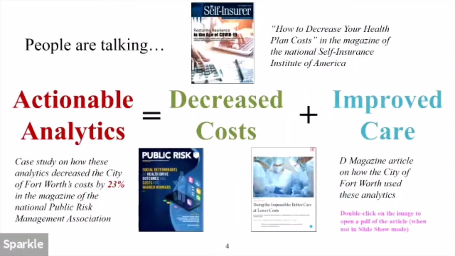There have been a number of articles written on these analytics. These are just some of them. The magazine of the Self-Insurance Institute of America, their national magazine, published an article, How to Decrease Your Health Plan Costs. PRIMA's national magazine published a case study on the city of Fort Worth, on how the city of Fort Worth used these analytics to drive down their costs by 23%. And D Magazine wrote another article on how the city of Fort Worth was using these analytics entitled, Doing the Impossible, Better Care at Lower Costs.